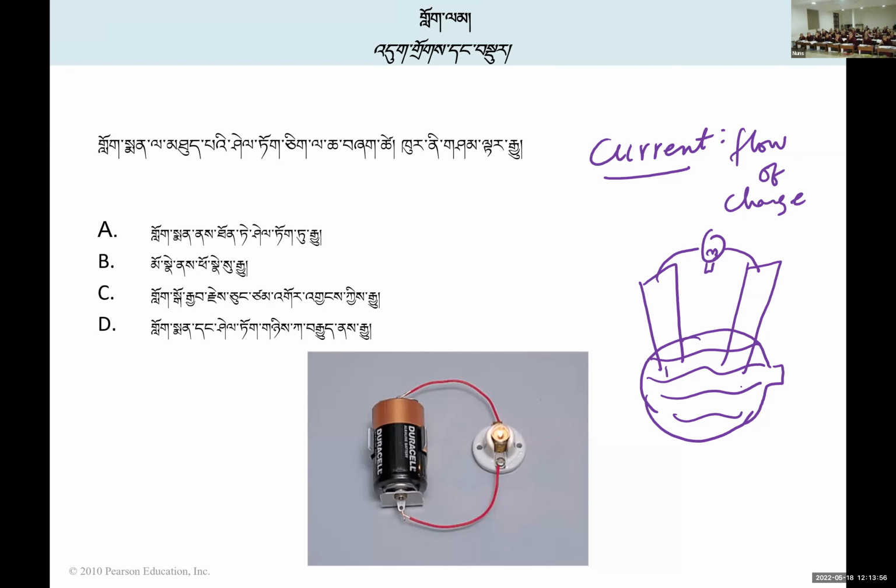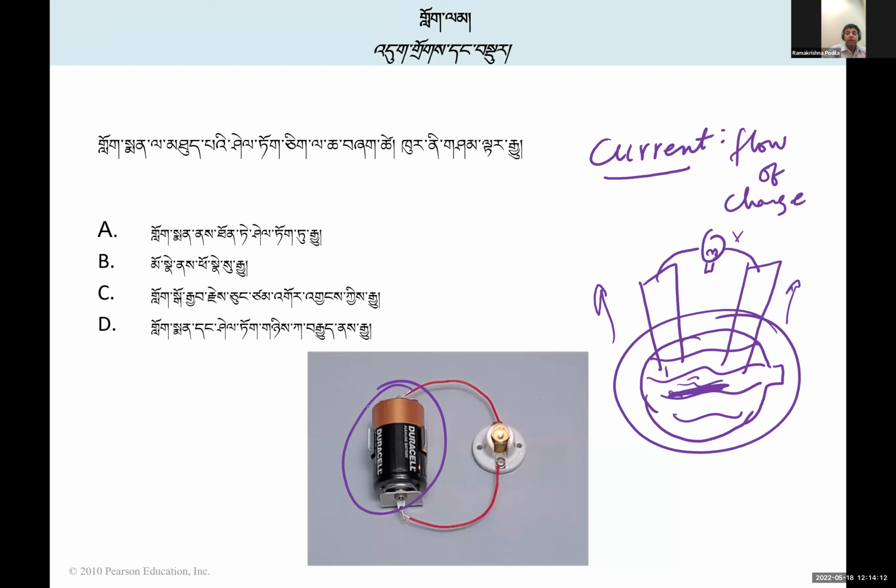Yes. Yes, because if you were to pull these things out from the lemon, the light bulb will stop glowing. So the lemon, whatever liquid is in the lemon, is actually helping charge flow. So this lemon itself is like the inside of the battery. So current also flows through the battery.